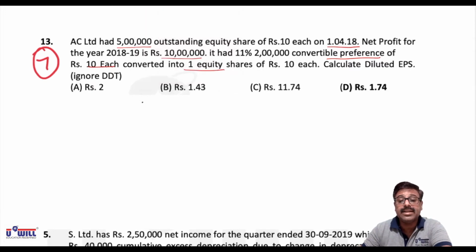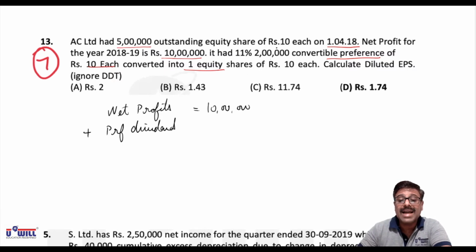So again here, first find the adjusted profits. Net profits given to you currently, or profits attributable to equity shareholders, are 10 lakhs. Now in that profit of 10 lakhs, first we will add the preference dividend, and we would also add DDT, but DDT is to be ignored. So only preference dividend: 2 lakh preference shares into rupees 10 into 11%, that comes to 2,20,000, means adjusted profits will be 12,20,000.